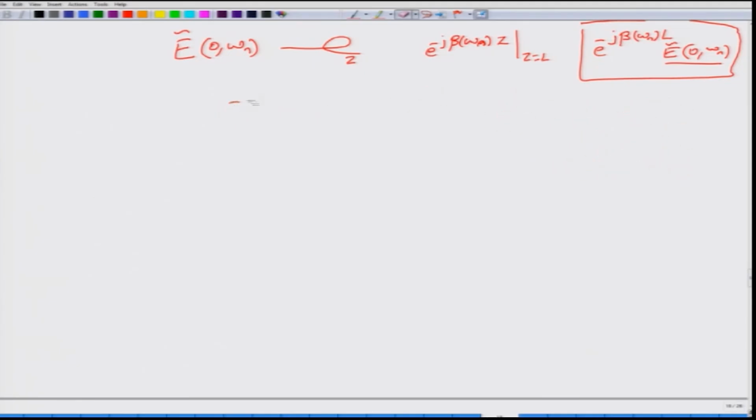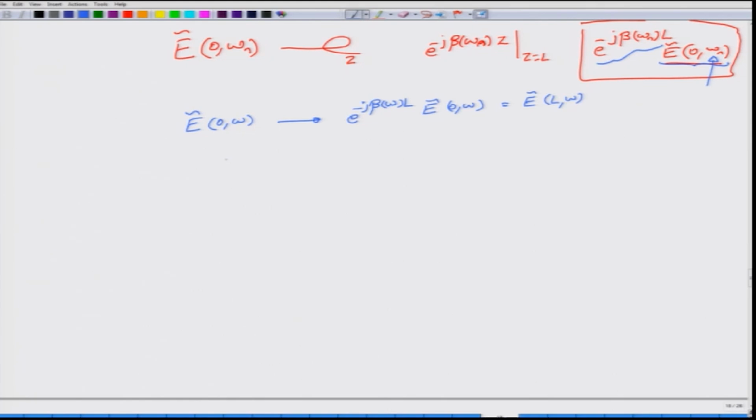Of course, my input spectrum is not just limited to one frequency component, it is actually made up of multiple frequency components. No matter what frequency component I have, all I have to do is find out the complex amplitude of this particular frequency component omega n and then multiply it by the phase factor e power minus j beta omega n times L. In the continuous domain, what we actually have is the spectrum being multiplied by e power minus j beta of omega times L times E of 0 comma omega, which we will call E of L comma omega.